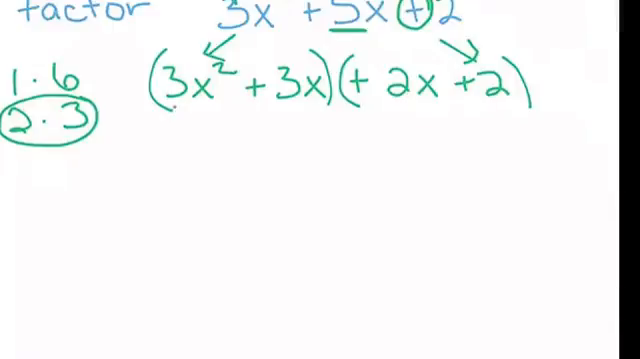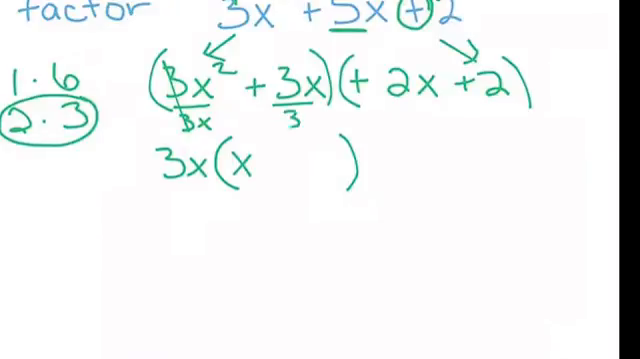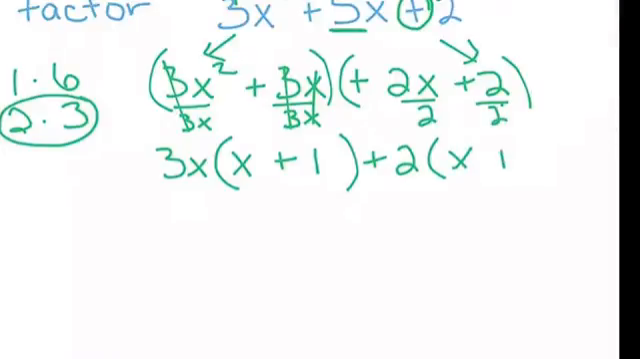I'm going to factor out my GCF. My common factor here is a 3x. So when I divide 3x squared by 3x, the 3's cancel out. x squared divided by x is a single x. When I divide 3x by 3x, my 3's and my x's cancel out, so I have a plus 1. Here, I am going to factor out a positive 2. 2x divided by 2 is x, and 2 divided by 2 is 1.